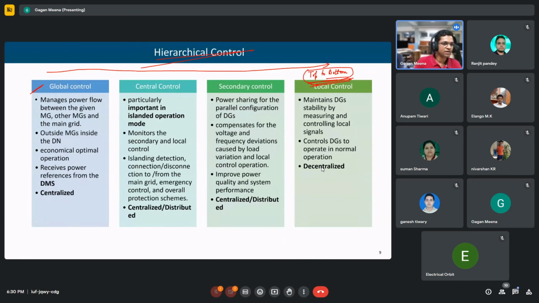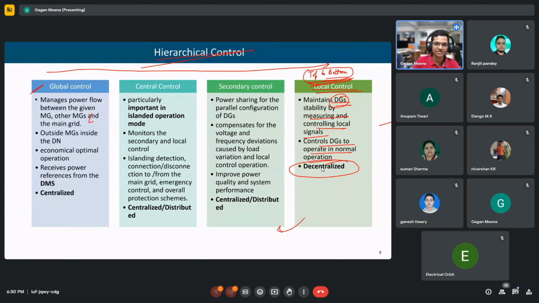From top to bottom, you can see this is at the bottom, local control for each DG. So each DG will be maintaining its stability by measuring and controlling the local sectors. And then it controls so that it can operate in normal operation. And it is always decentralized.